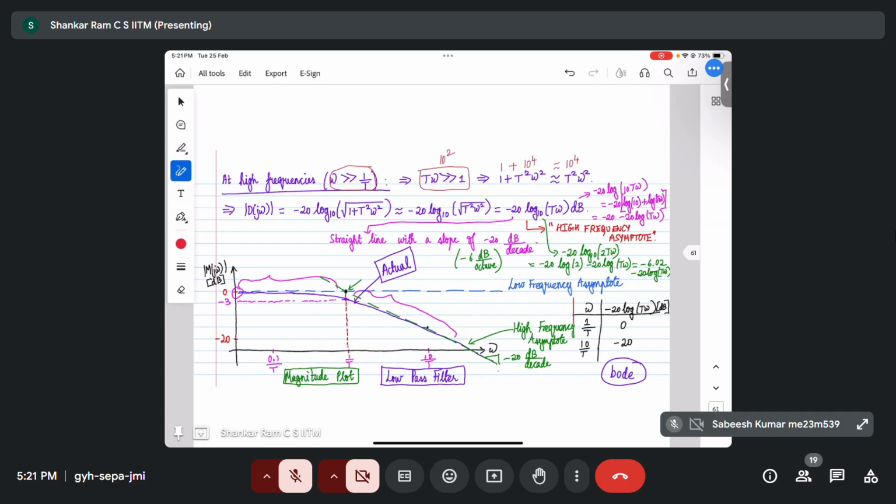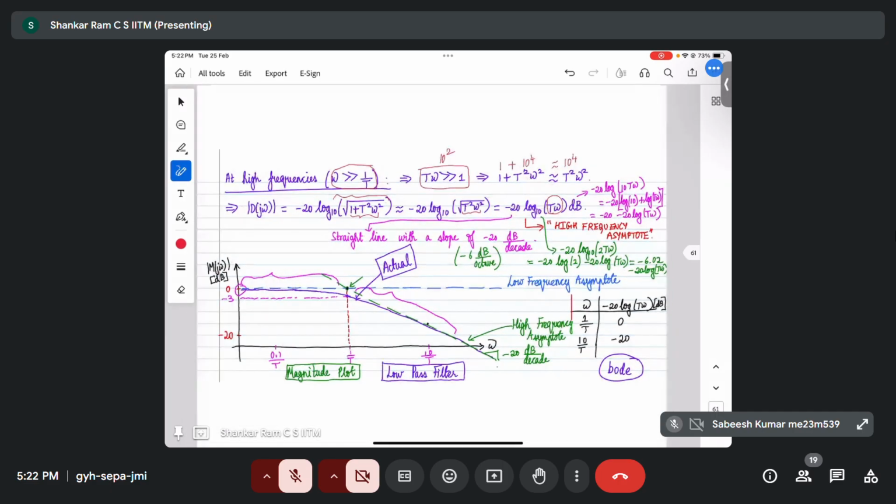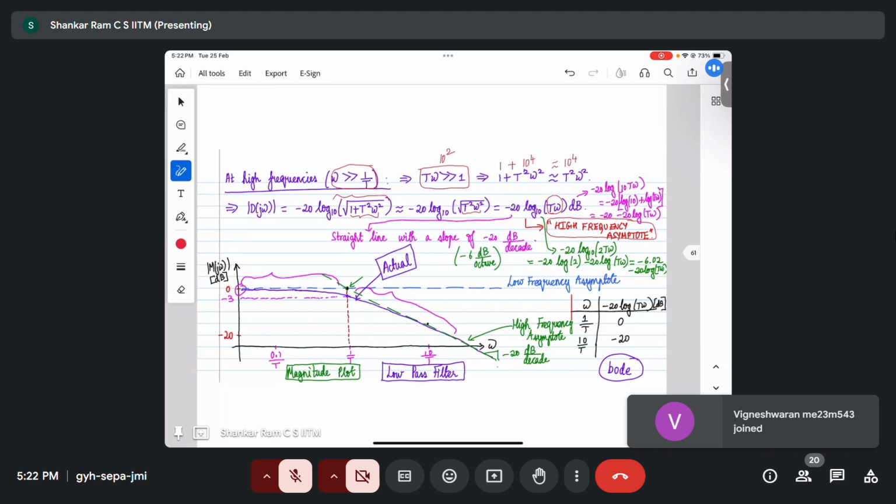The magnitude, which is minus 20 log square root of 1 plus T squared ω squared, you and I can replace 1 plus T squared ω squared with just T squared ω squared. I hope this step is clear. And when we take the square root of T squared ω squared, we just get Tω. Okay, so this is what we get as the high frequency asymptote. So the high frequency asymptote is minus 20 log Tω decibels. Now, this high frequency asymptote is a straight line.